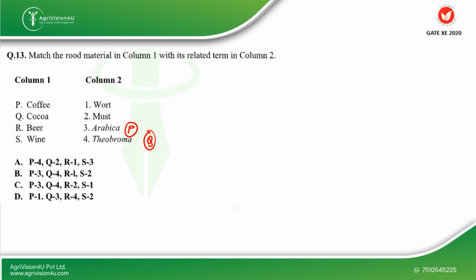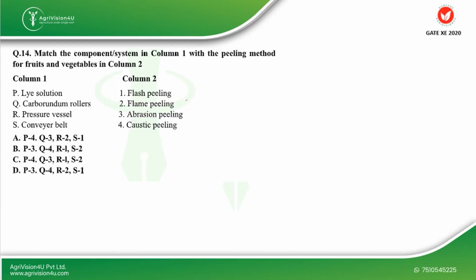So beer, it's the liquid which is obtained after brewing the grains. So what is used to make the beer is called the wort. So R, wort. And S, that is wine. So it is the unfermented juice of the grapes which is used to make the wines. It is must. Correct option will be B, that is P3Q4R1S2.